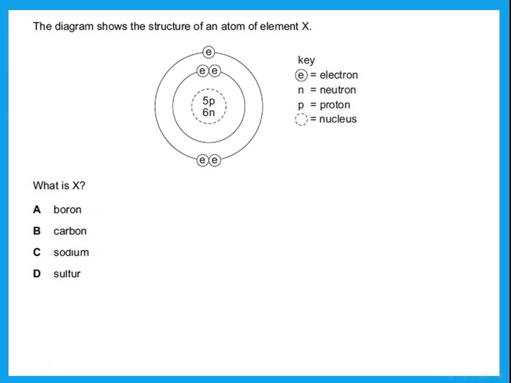Okay, the diagram shows the structure of an atom of an element. What is this element? Now, we said what determines the element? The number of protons is the one that determines the element. So if he says I have 5 protons, I look at the periodic table and I look for which one has the small number 5? And I find that it will be boron. Okay?